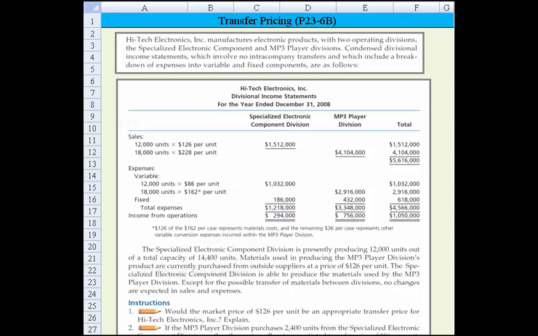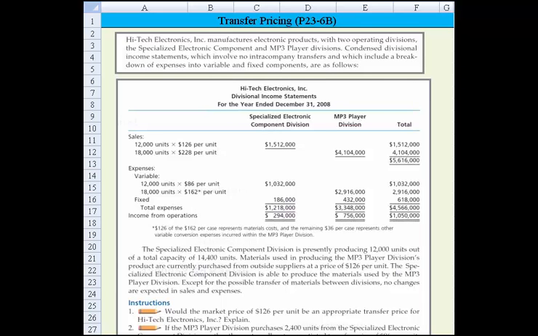Okay, this problem involves high-tech electronics and involves transfer pricing. High-tech electronics manufactures electronic products with two separate operating divisions, the Specialized Electronics Component Division and the MP3 Player Division. And we've got some condensed divisional income statements in front of us. Now, those statements involve no intracompany transfers, and it includes a breakdown of expenses into variable and fixed components.